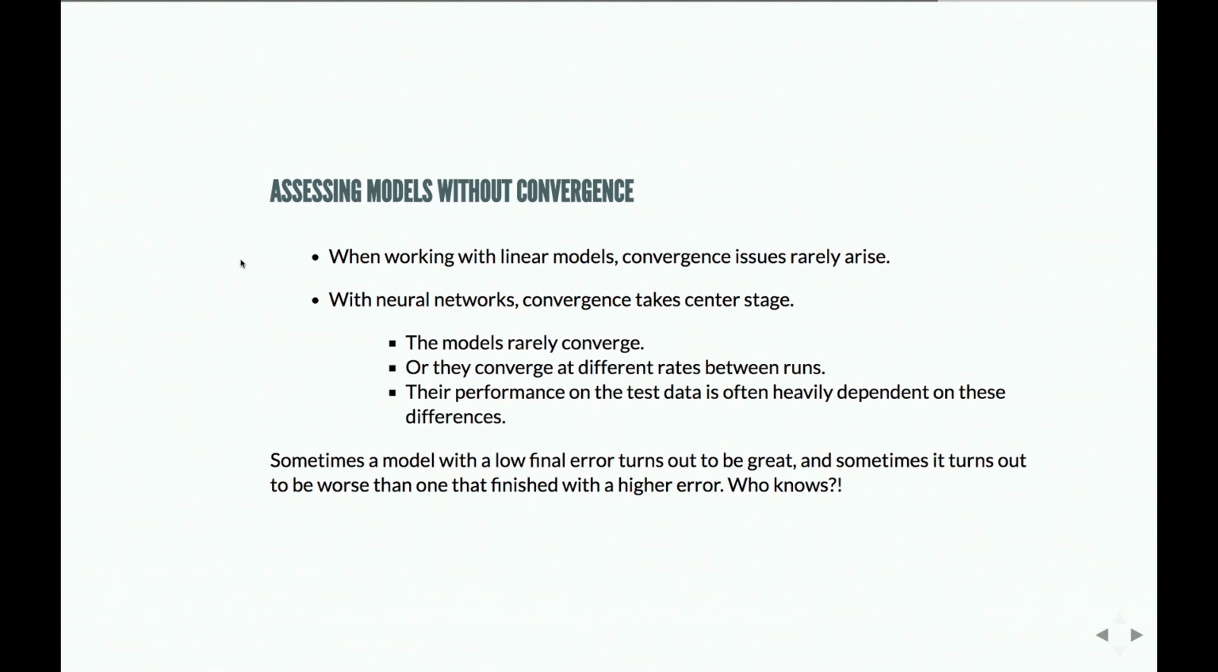And then the final point here is just that the performance of these models on test data is often heavily dependent on when you decided to stop and how it related to convergence. So the bottom line here is that sometimes a model with a low final error turns out to be great, and sometimes it turns out to be worse than one that finished with a higher error. Who knows, right? That's what I was gesturing at with this notion of stopping early as a way of regularizing, as a way of avoiding overfitting to the training data.